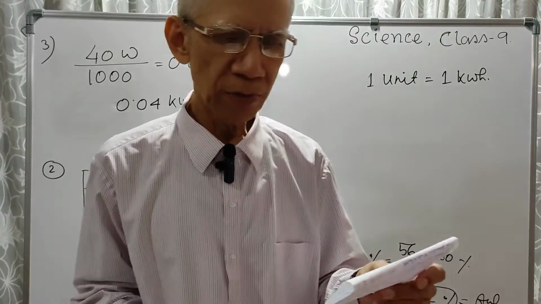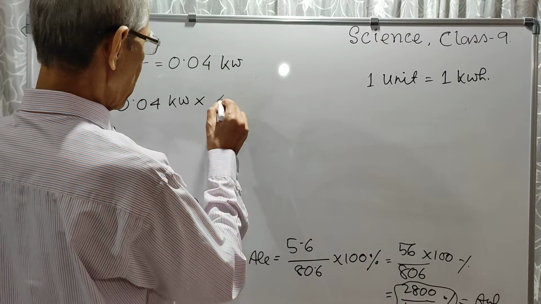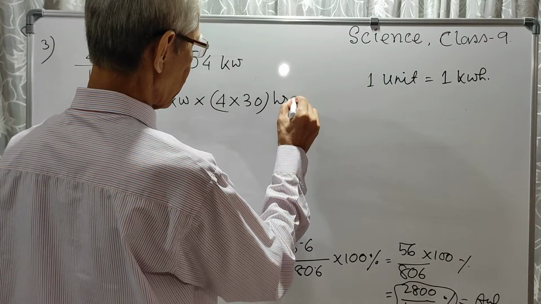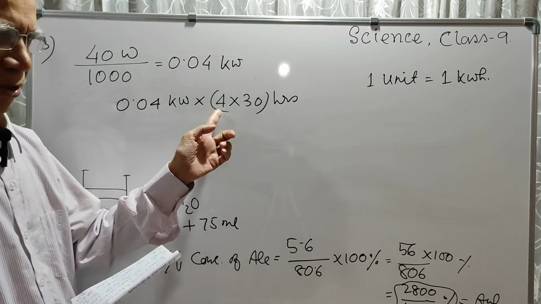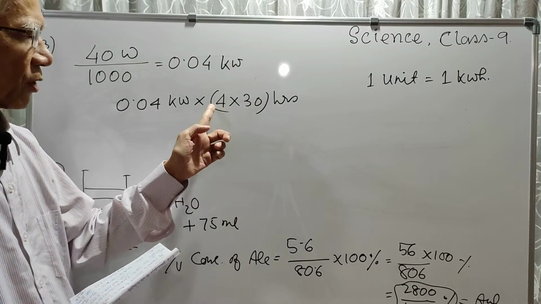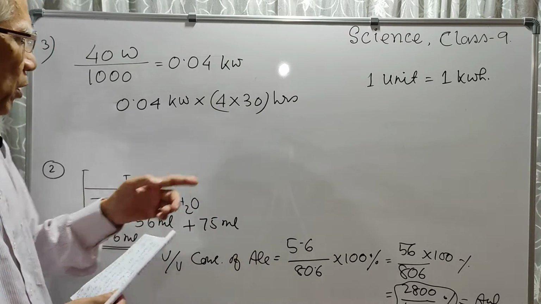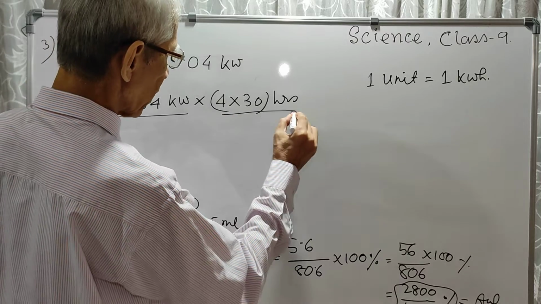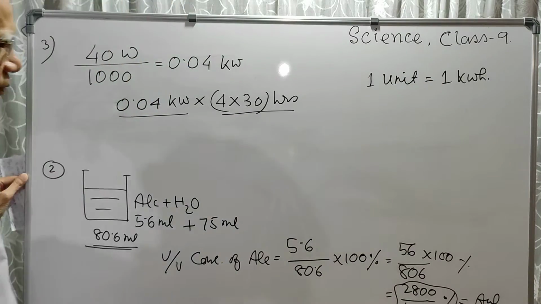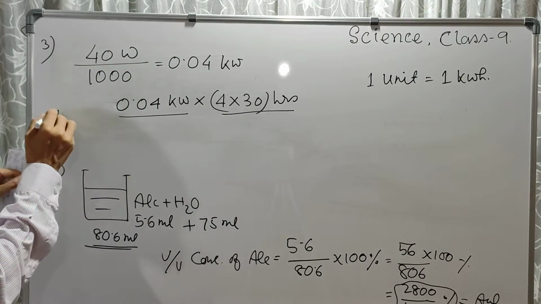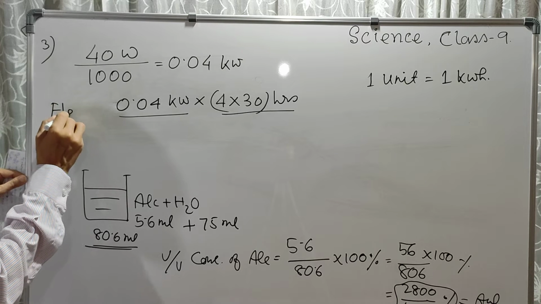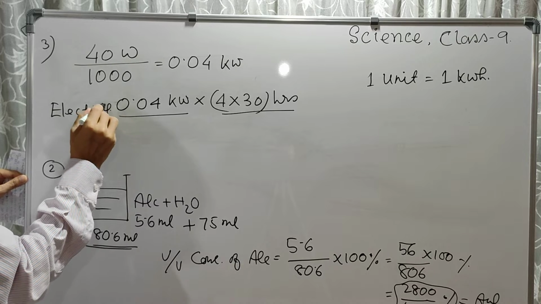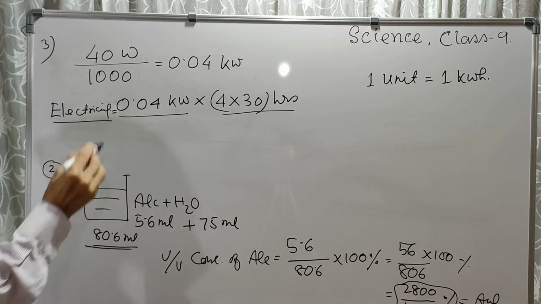That means how many hours? 4 into 30, isn't it? So 4 into 30 hours. Every day 4 hours. Therefore, in a month, how many hours? 4 into 30 hours. So you see this is kilowatt into hour. So that will be kilowatt hour. Now this is the total energy, electricity consumed. How much electricity consumed? Equal to this.